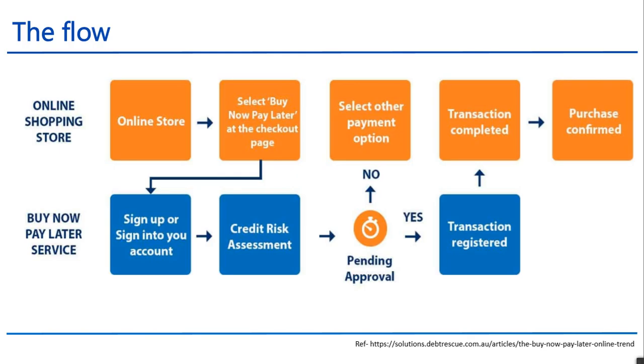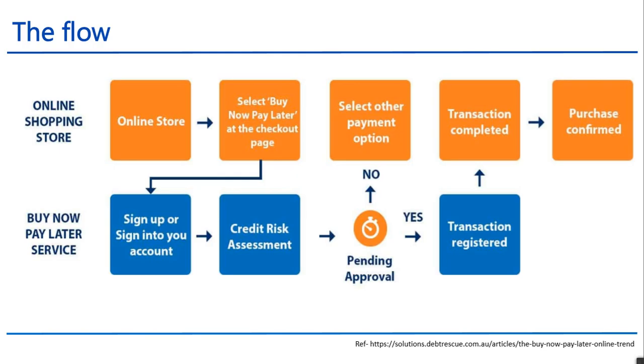Okay, coming back to this. The customer goes to the online shopping store, clicks on buy now, pay later, and then gets the option and is redirected to the company they clicked on. For example, if they have clicked on BNPL company A, then it goes to BNPL company A. It gives them a sign-up option. The customer signs up, fills in all the details, and then on the basis of those details, the BNPL company does a credit risk assessment.